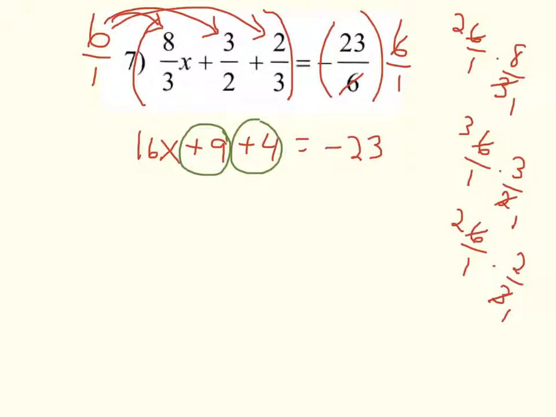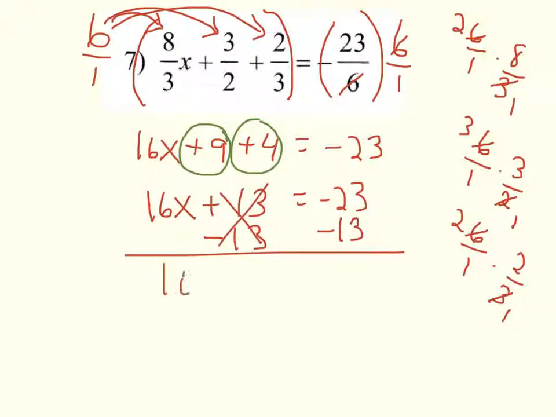Now I combine like terms. Combine the 9 and the 4. 9 and 4 makes 13. So I get 16x plus 13 equals negative 23. Now I have a two-step equation, so I just subtract 13 from both sides. This goes away, and I get 16x is equal to a negative 36. Is that right? Yes.